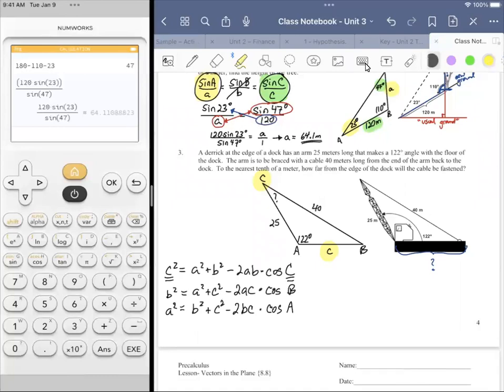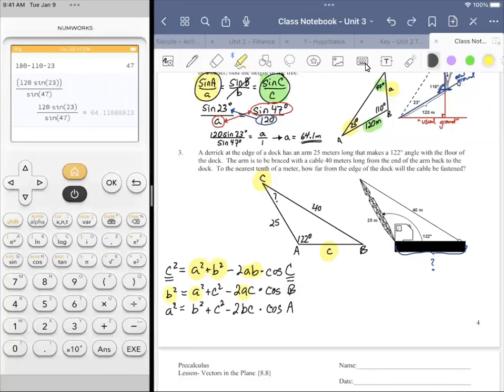All right, so I don't know C, so I definitely don't know C squared. I do know side A and side B, but I have two unknowns in this formula. The second one, I know side B. I know side A. I don't know side C, but I do know angle B. No, I don't. All right, so there's a lot of unknown here.